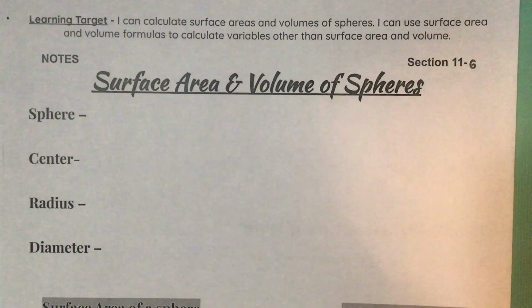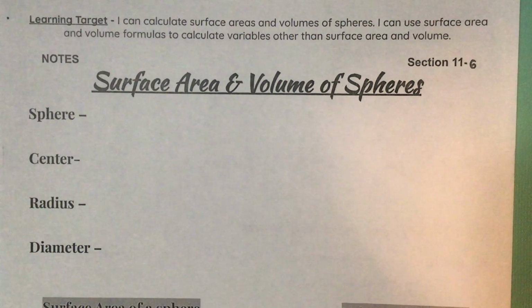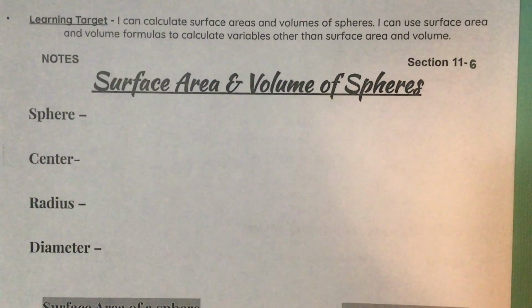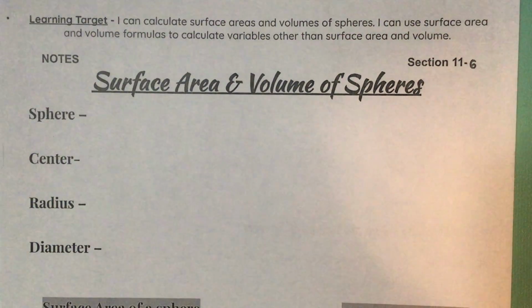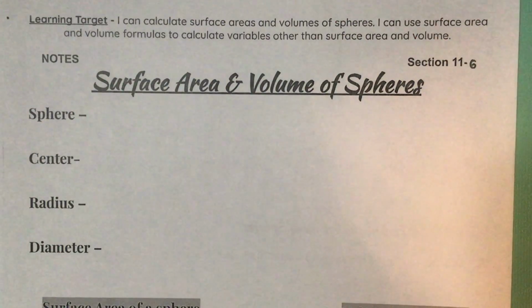Hello, we are in section 11-6 today. We are moving on to spheres. We are going to talk about both surface area and volume of spheres today. So hopefully by this video, you will be able to use the formulas for both of those calculations.